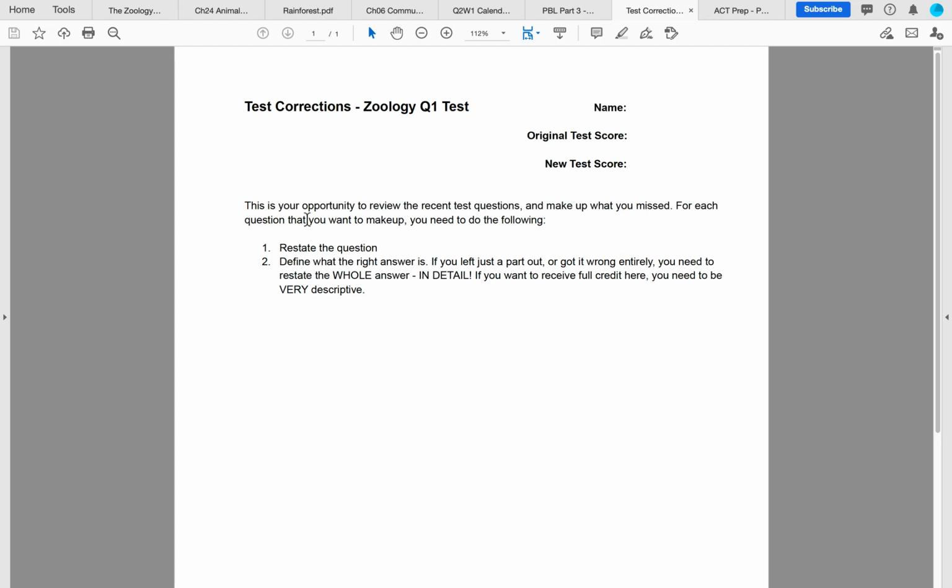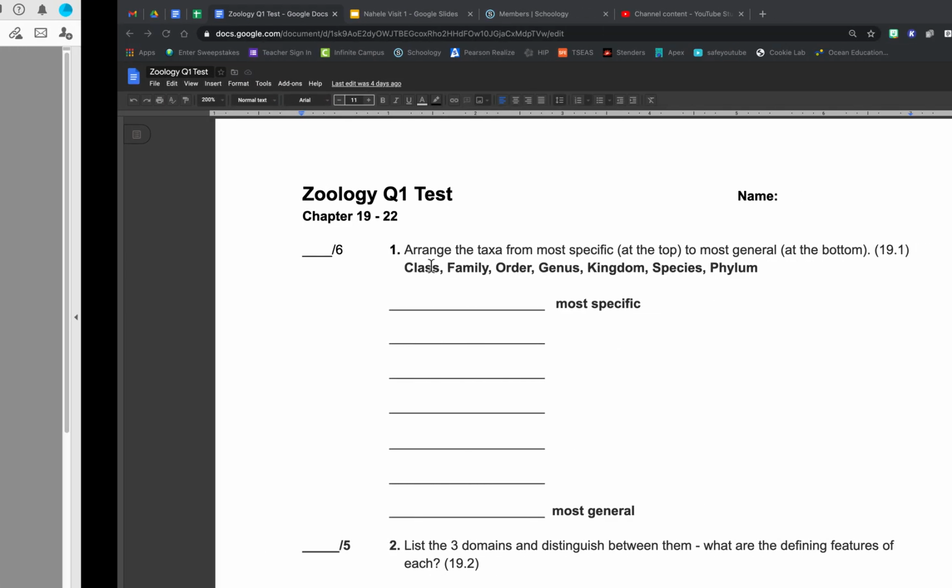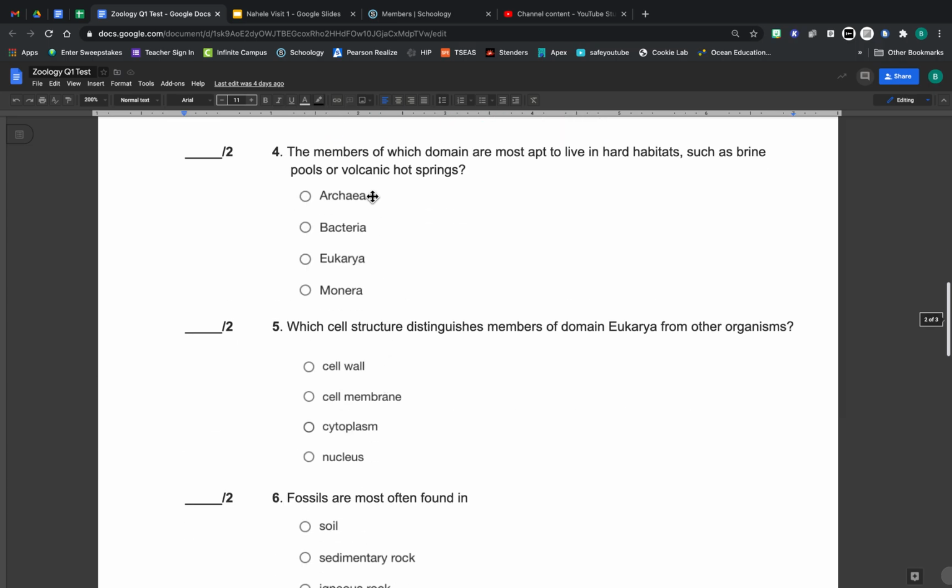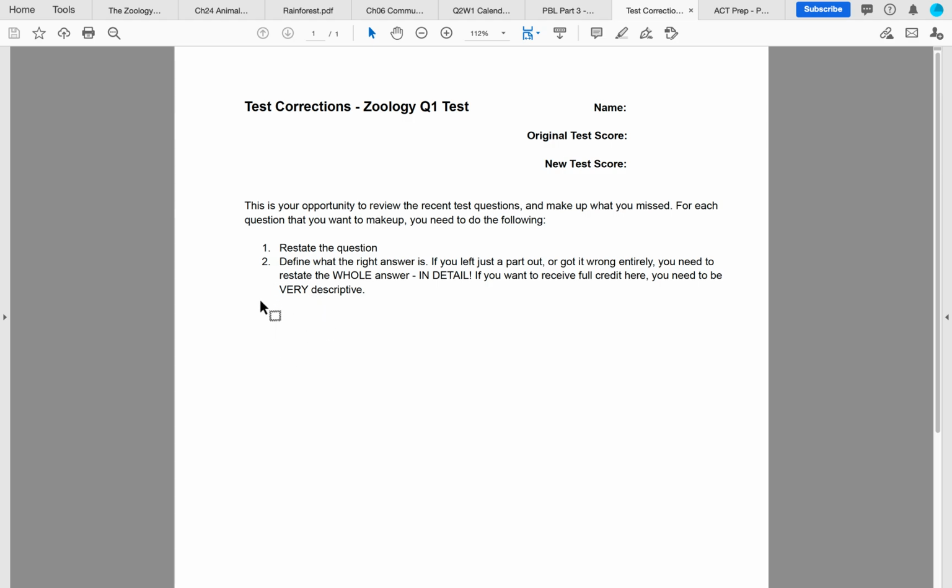So if you got a question wrong and you want to make it up, what you're going to have to do on here is open up a new document. You have to restate the question, first of all. And then you need to define what the right answer is. And not just telling me it's bacteria or whatever. You have to tell me why that's the correct answer, because you got it wrong for a reason. So I want you to describe why this answer is the correct one and the other one isn't.